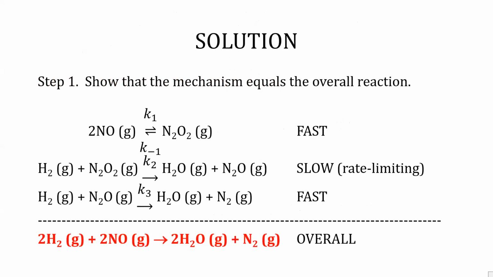Step 1, show that the mechanism equals the overall reaction. In this case, the overall reaction is supported in that two gaseous H2 molecules combine with two nitrogen monoxide molecules, producing two gaseous water molecules and gaseous molecular nitrogen by combining all three elementary steps.